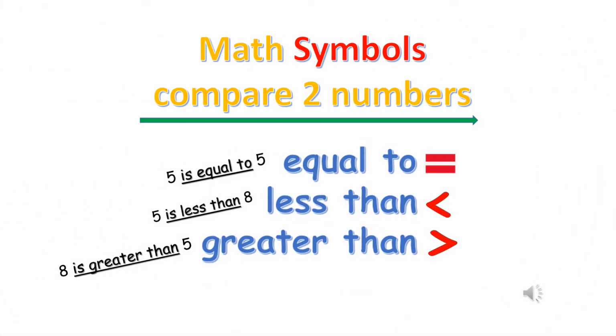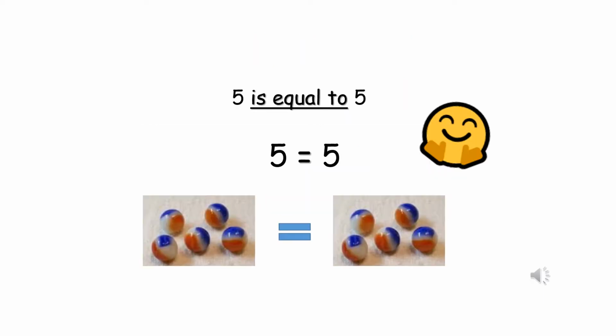In this video, we will learn about 3 symbols that we use in math when we compare numbers: equal to, less than, greater than. The first symbol we use is the equal sign. So if we say 5 is equal to 5, we write 5 equal sign 5. And in the picture, you can see 5 marbles are equal to 5 marbles.